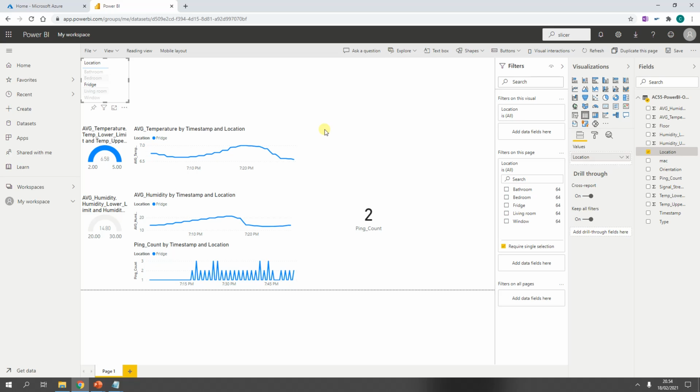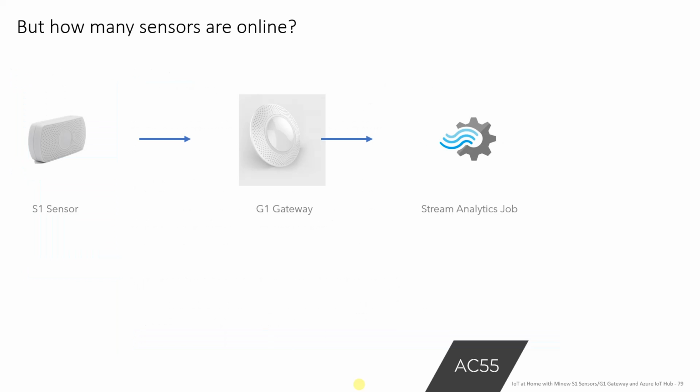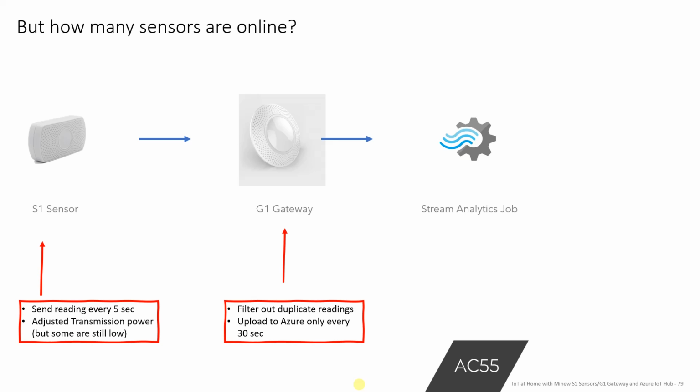We'll now go back and look at the fourth. In this last section, let's talk about how we can monitor the sensor data quality. The problem is that we have adjusted the S1 sensor so that it only sends out a signal every 5 seconds. That of course increases the probability that a signal might not make it through to the gateway. We have of course increased the transmission power, which should overcome some of that risk in case the sensor was too far away from the gateway. But still the risk exists.